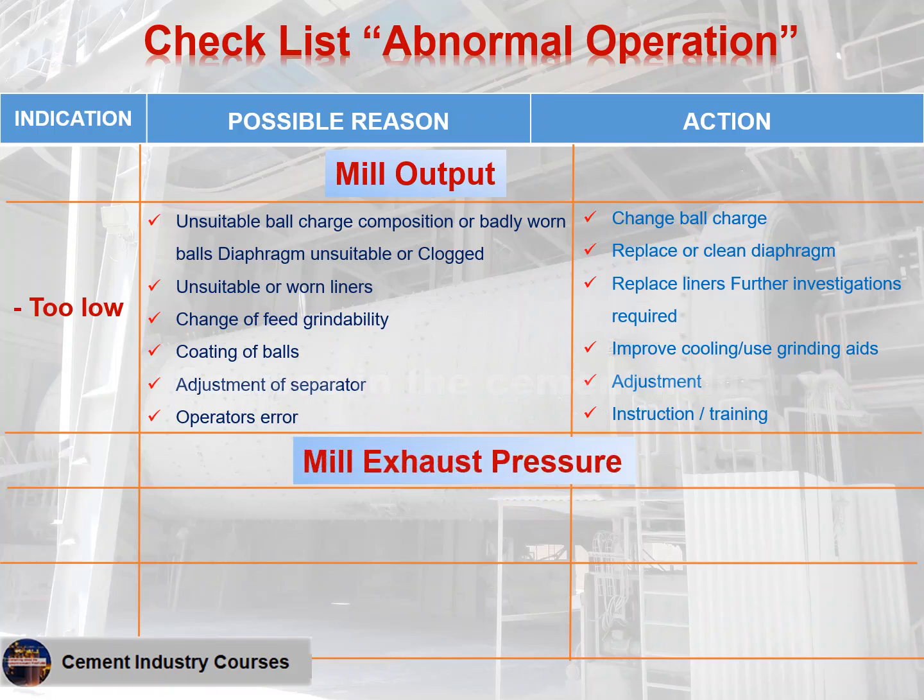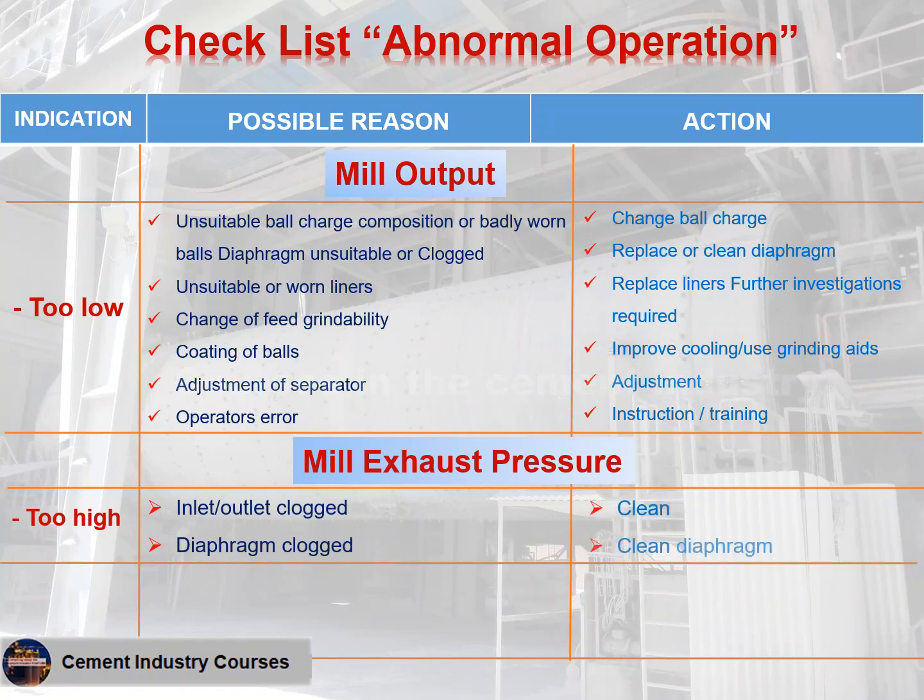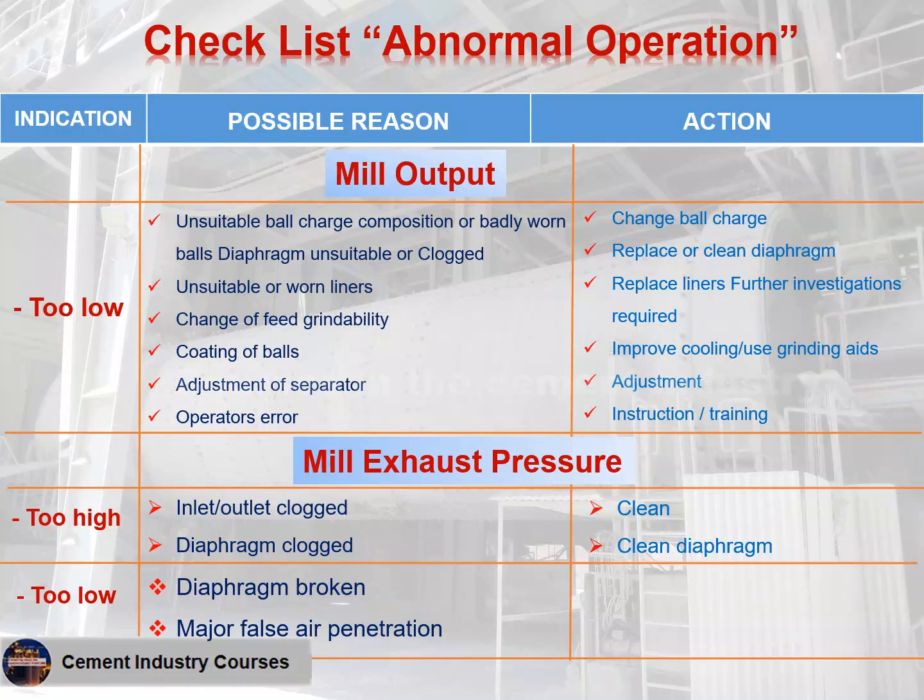Secondly, mill exhaust pressure. Indication 1: too high. Possible reasons: inlet or outlet clogged, diaphragm clogged. Action: clean inlet and outlet. Clean diaphragm. Indication 2: too low. Possible reasons: diaphragm broken, major false air penetration. Action: replace broken plate. Seal sources.